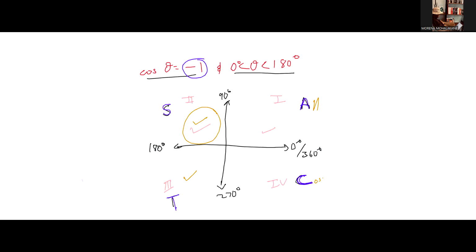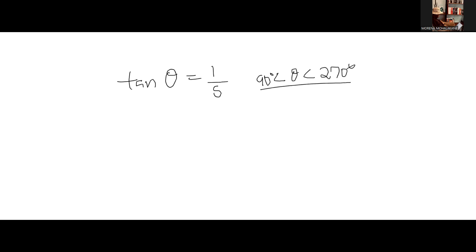Now let us say you're given tan theta is equal to 1/5. Then they're saying theta is between 90 and 270. Let's look at the interval. Going back to my Cartesian plane. All Students Take Calculus, okay.